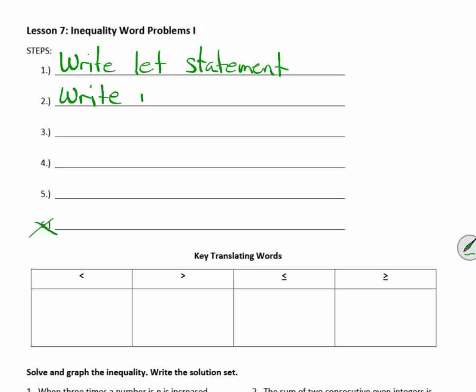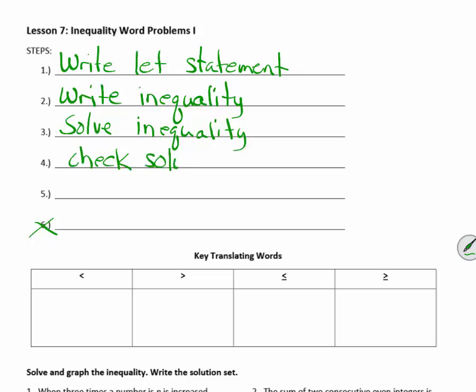All right, ladies and gentlemen, so final step in our inequalities is to do word problems. We will spend a couple of days on this. And we're actually going to take one of the steps away here. We don't need to have all 6 steps. So my first step, just like with a word problem, is to write a let statement. Then you're going to write your inequality. Solve the inequality. Check your solution, and we'll explain a little bit more about that. And then be sure to answer the question.